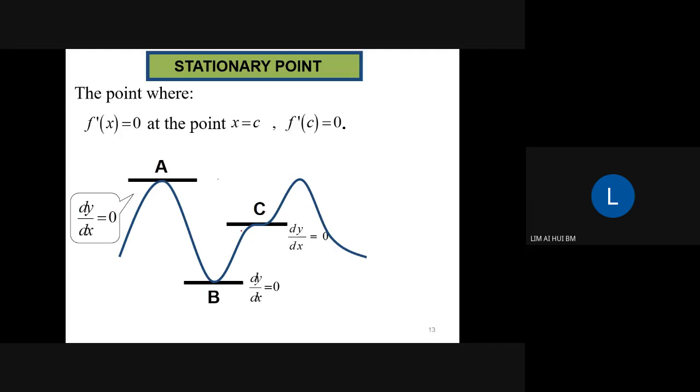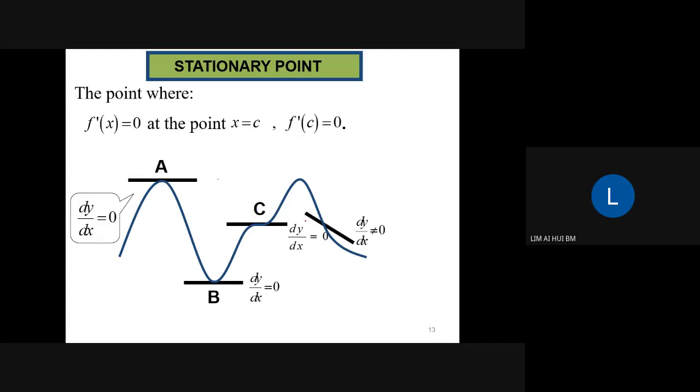Bagi titik C special sikit ya. Titik C adalah satu inflection, point of inflection. But here you are not going to learn in detail what is a point of inflection. Okay, you hanya akan belajar titik maksimum ataupun minimum later on. Tapi titik C ini sebenarnya for your information, point of inflection juga adalah dy dx equals to 0. Dia boleh berlaku. And this is also called the stationary point.